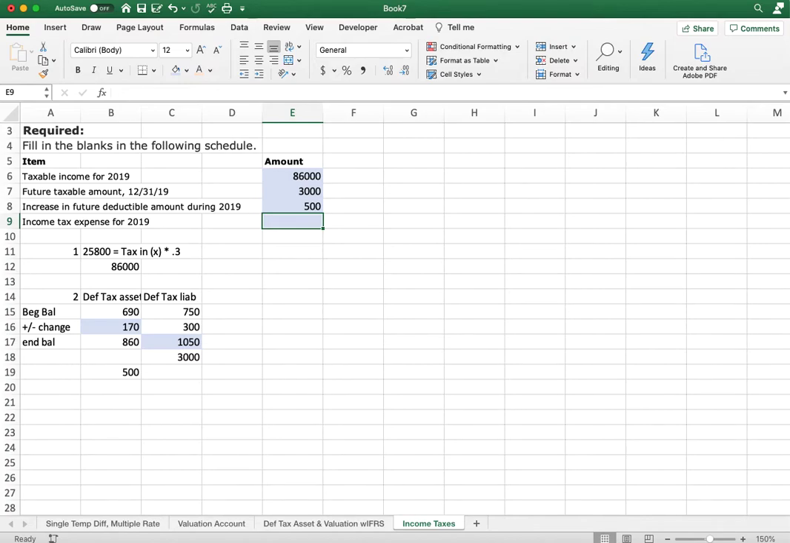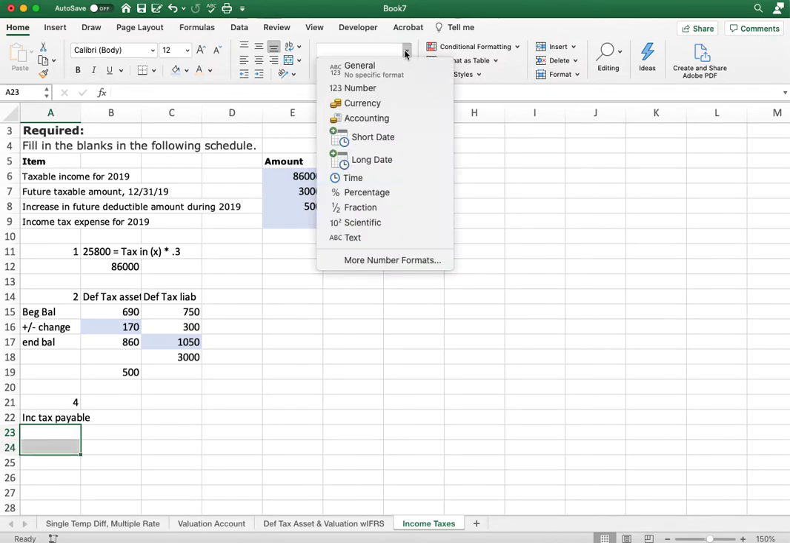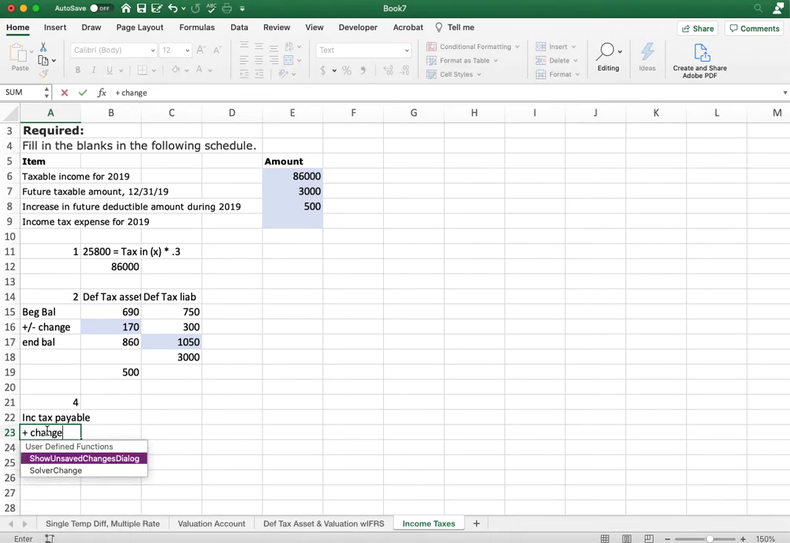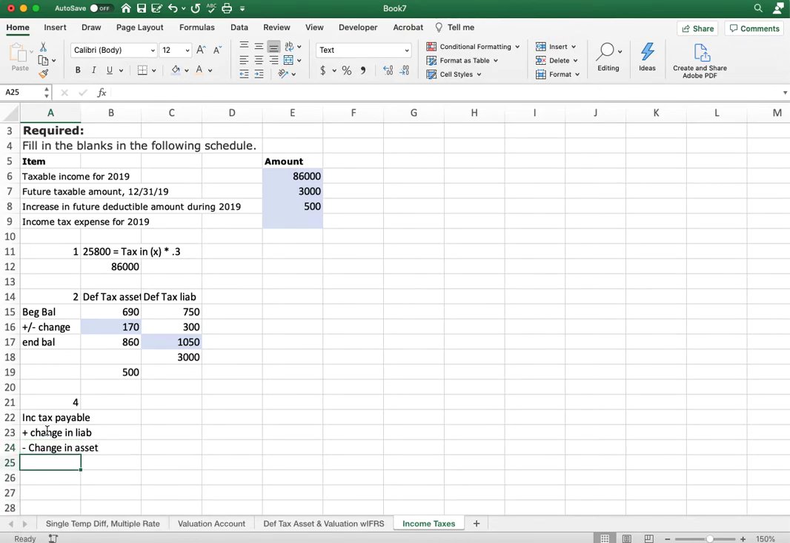And then the last question is, what is the income tax expense for 2019? And so over here, let's look at our income tax payable, and then we'll add the change in liabilities, we'll subtract out the change in assets, and that'll give us our income tax expense.